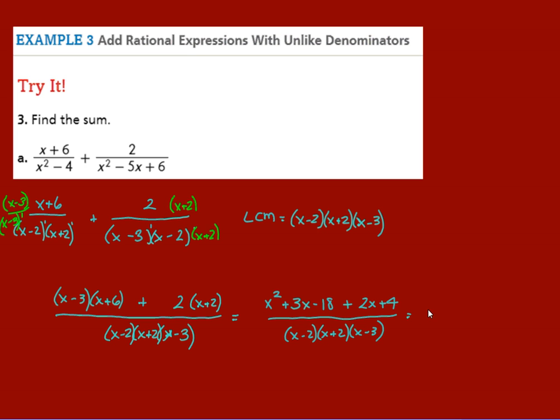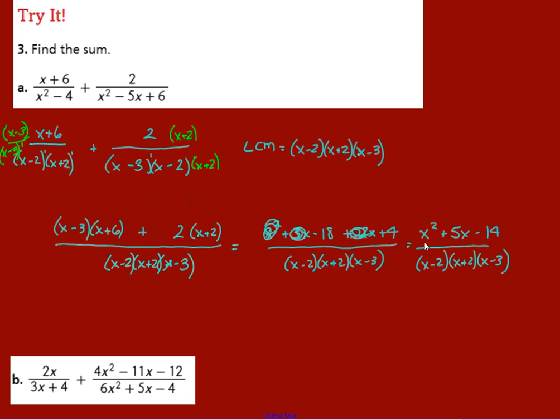Up top, I can combine like terms. I have x squared, and that goes away. I have 3x plus 2x is plus 5x, and these can go away. And then I have negative 18 plus 4 is minus 14, all over x minus 2, x plus 2, x minus 3. And now we're just factoring. Now we're back to a problem we did last class where I'm going to try to factor the top again, because it's a brand new polynomial now.